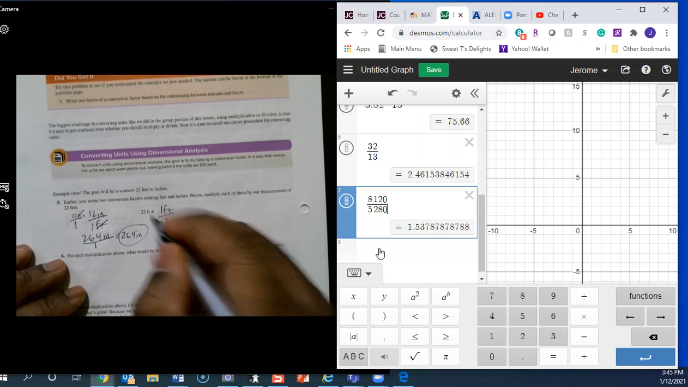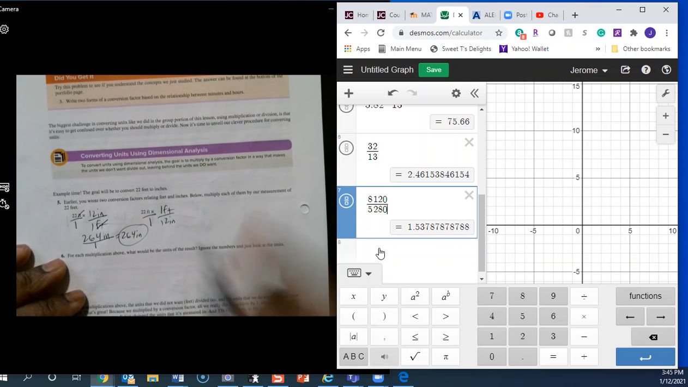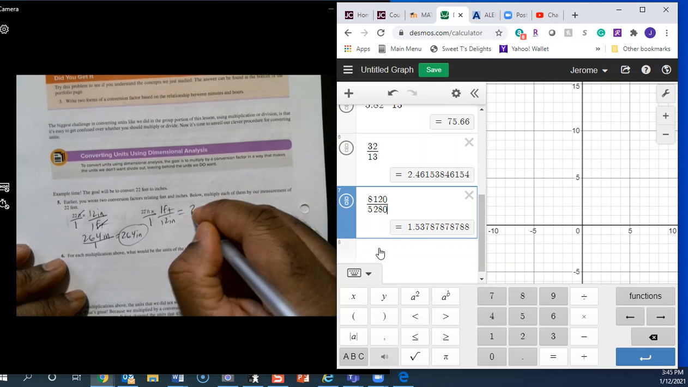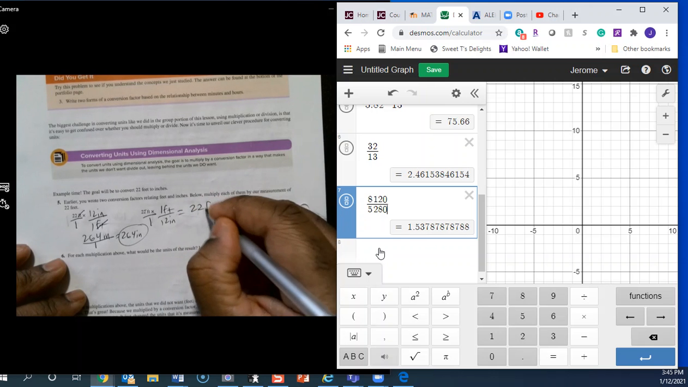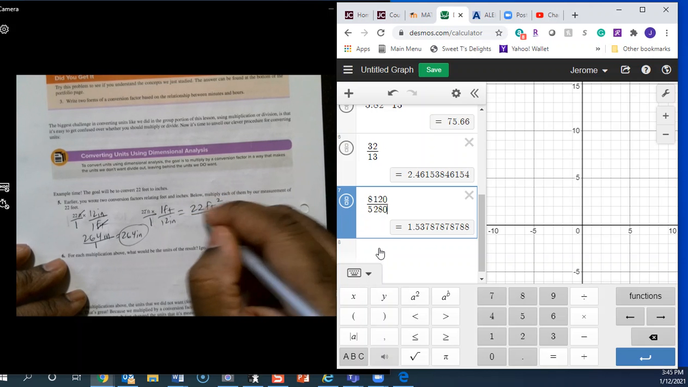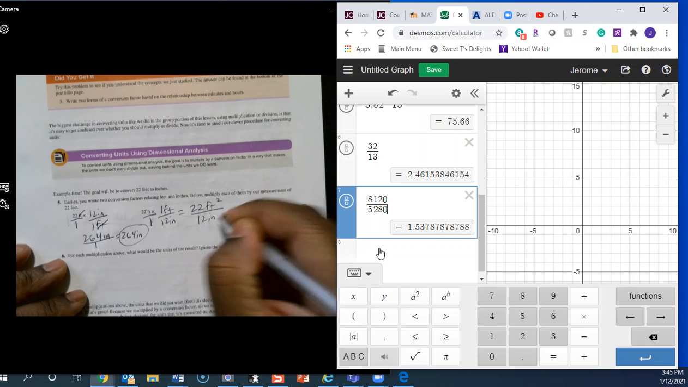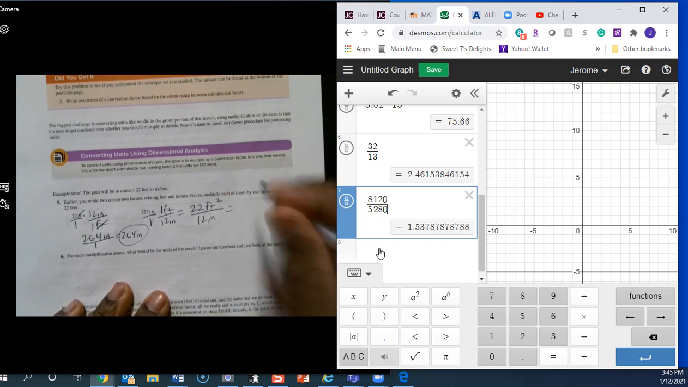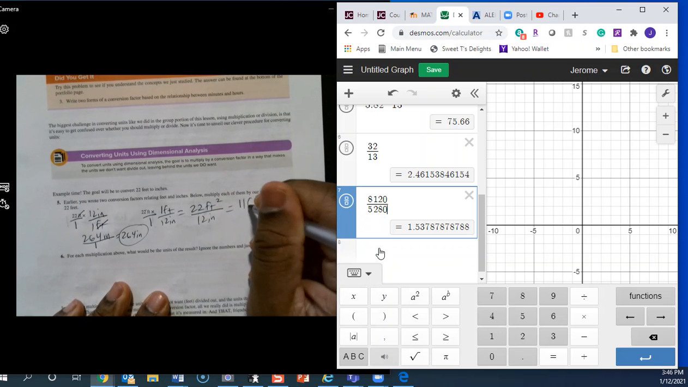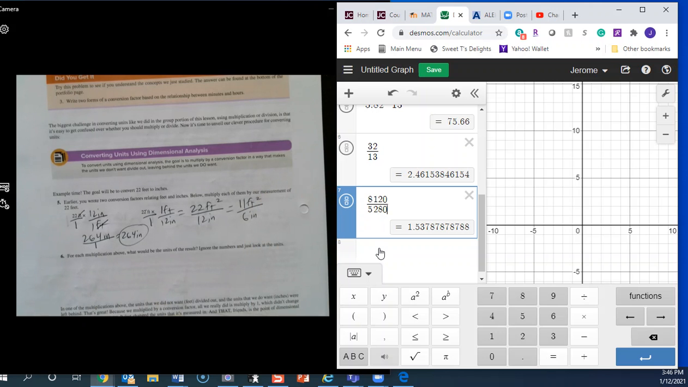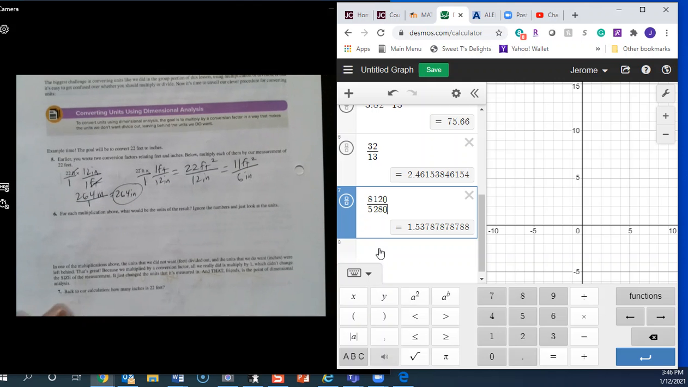So that's the first. So we'll put this over 1. Nothing will simplify out. So this would be 22 square feet, because it'd be feet times feet, all over 12 inches. And if you simplified that, that would give you 11 square feet over 6 inches without writing it as a decimal.